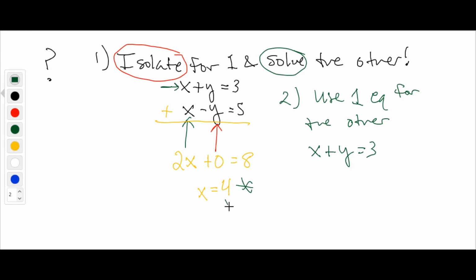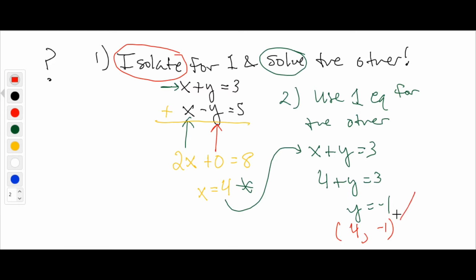You would take this x you found here, solve it in for that x, so 4 plus y equals 3, y equals -1. Therefore, your solution is 4, -1.